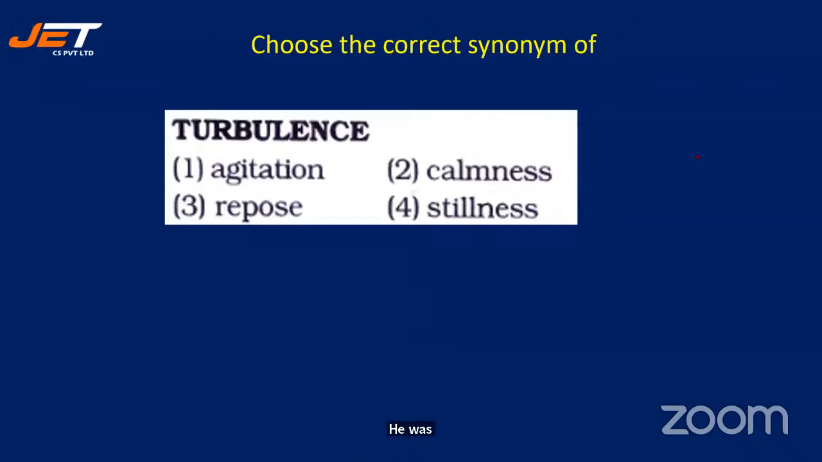See the next question. You need to find out the correct synonym of turbulence. Is it agitation? Is it calmness? Is it repose? Or is it stillness? So you need to give me the meaning. Vaishali says 1. Raki says 1. Bhavita, Nikita, okay, many says 1. Let's see the answer. Perfect. It is 1, agitation.